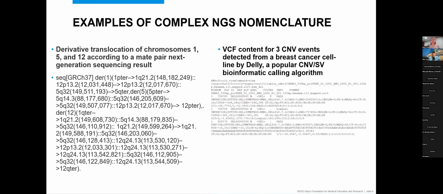And then on the right-hand side, we have VCF content for 3 different CNV events detected in a breast cancer cell line by a bioinformatics calling algorithm. So neither of these I would really call human readable.